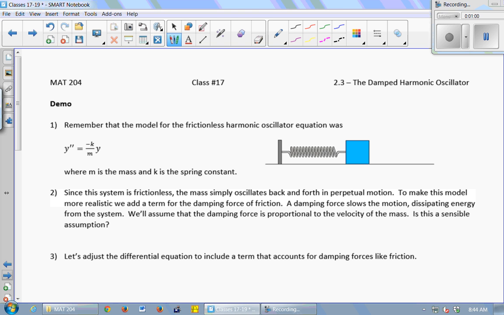Today we're going to talk a little bit more about the damped harmonic oscillator. Remember that the model for the frictionless harmonic oscillator was y double prime equals negative k over m times y, where m was the mass and k was the spring constant. Since the system was frictionless, the mass simply oscillates back and forth in perpetual motion. When we guessed a solution to this model in some of our class activities, they were sine and cosine functions, because this oscillates sinusoidally.